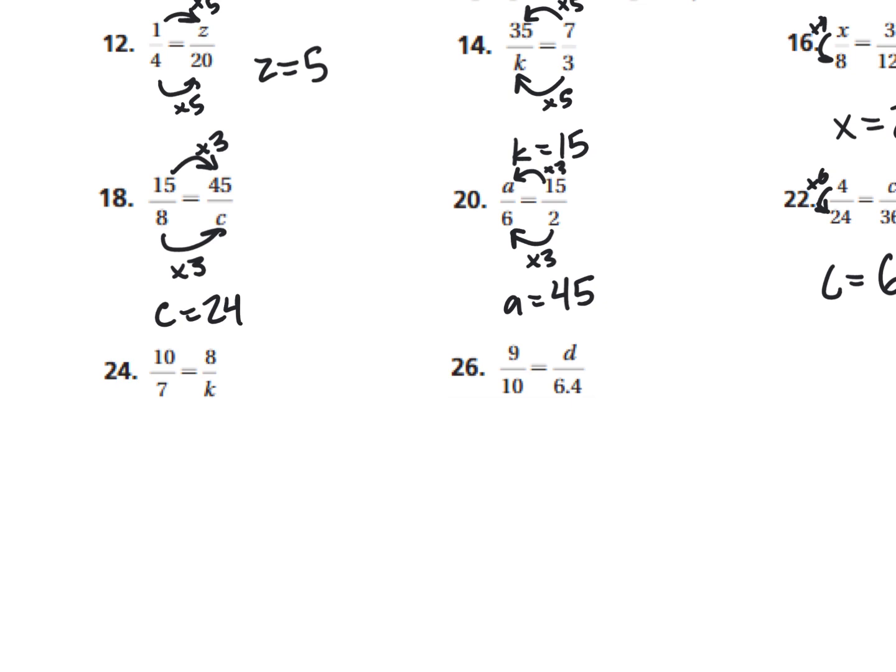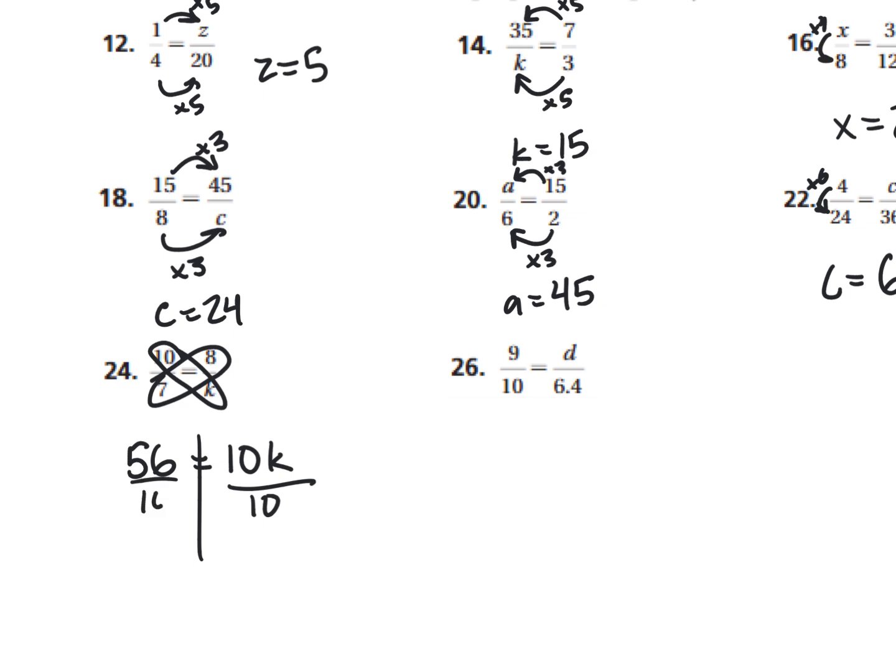There we go. Now this is the one I was talking about. Now I don't really have anything. 10 to 8 isn't really nice, and then 10 divided by 7 isn't very nice to work out. So this is where I'm actually going to cross multiply. 8 times 7 is 56, and that's going to be equal to 10k. And then from there, we just solve it like an equation. This is going to give me 5.6 is equal to k.